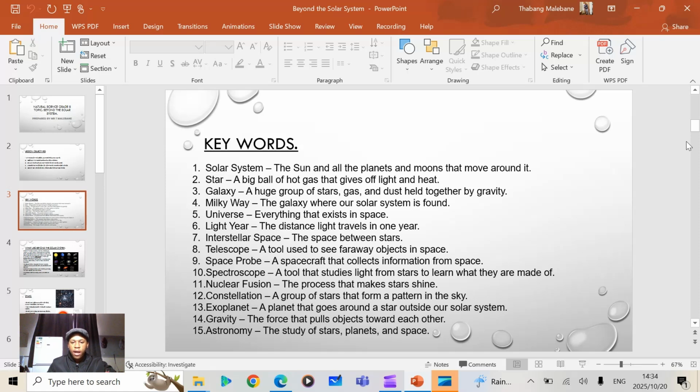Exoplanet, a planet that goes around a star outside our solar system. Gravity, the force that pulls objects towards each other. Astronomy, the study of stars, planets, and space.